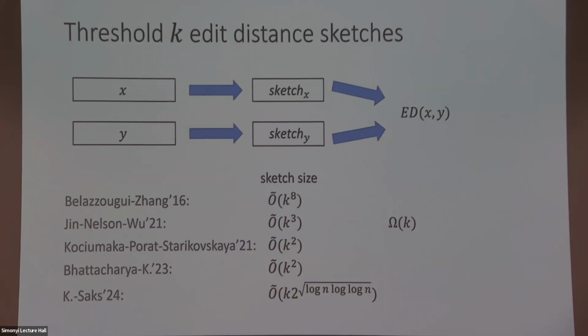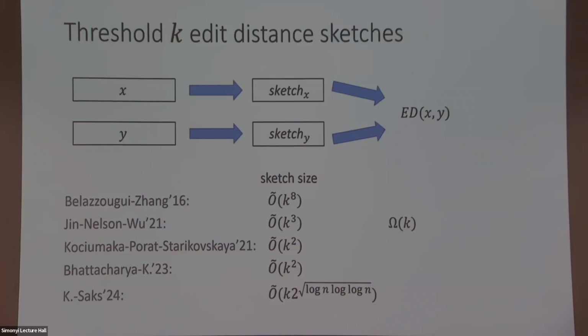For Hamming, all these problems are trivial. Computing the Hamming distance of two strings, you just zip through them and you know what the distance is. It's easy to sketch, and there are standard dimension reduction tools. You can sketch to polylogarithmic size and get a good approximation. But for edit distance, this seems to be much harder, and we don't know much about it.